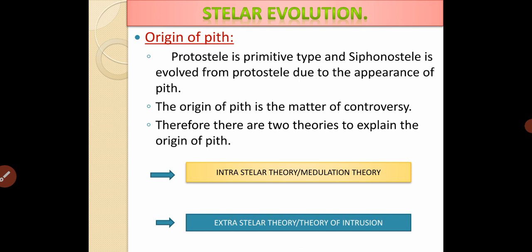Origin of pith. Origin of pith takes place in the case of the siphonostele. Pith is absent in the case of the protostele. The origin of pith has been studied by many scientists and they gave their own theories, but there are controversies. Let us study one by one. The two theories are the intrastelar theory, which is also called the medullation theory, and the extrastelar theory, which is called the theory of intrusion.